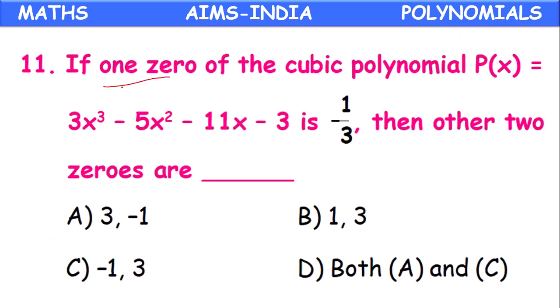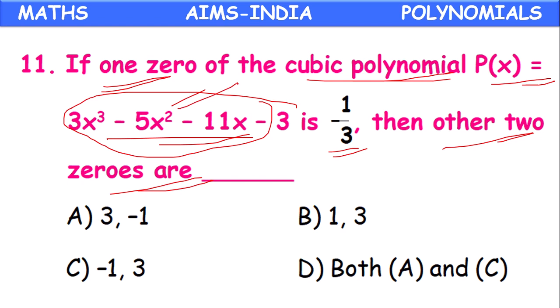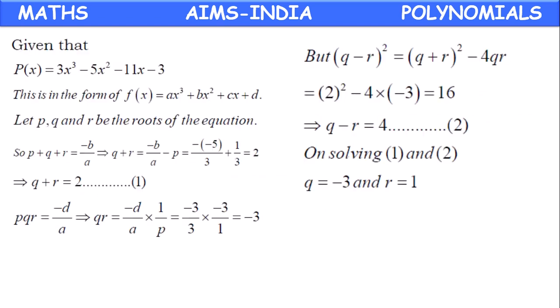Next one. If one zero of cubic polynomial p of x is minus 1 by 3, then the other two zeros are? Because it is a cubic polynomial, it can have at most 3 zeros. Only 1 zero they have given. What about the other two zeros? So this is the cubic polynomial. Let it be p of x.